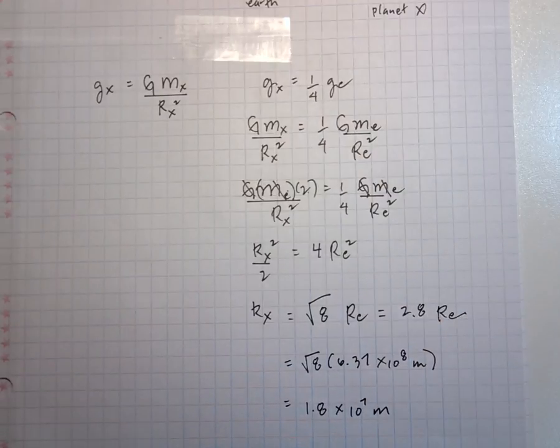So planet X has a bigger mass, but it also has a bigger radius. And that's why the acceleration of gravity at the surface of planet X is less than at the surface of the Earth. So we'll solve the second part of this problem, the escape velocity from the planet, in part 2.